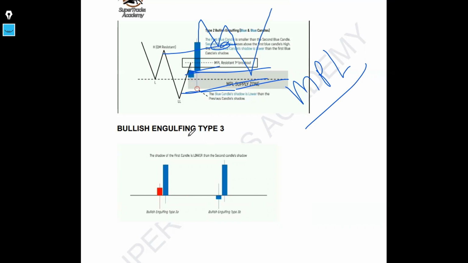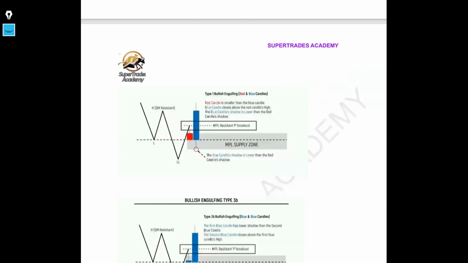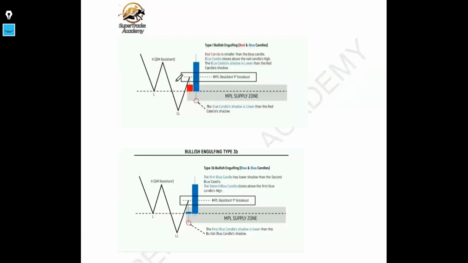So let us continue to engulfing type 3. Engulfing type 3, you usually find that the shadow of the first candle is lower than the second candle's shadow. When the market comes back here, you have to sell. So this is how you can find it. I've given you each and every example of what I'm saying, and we are going to see all things on the chart.